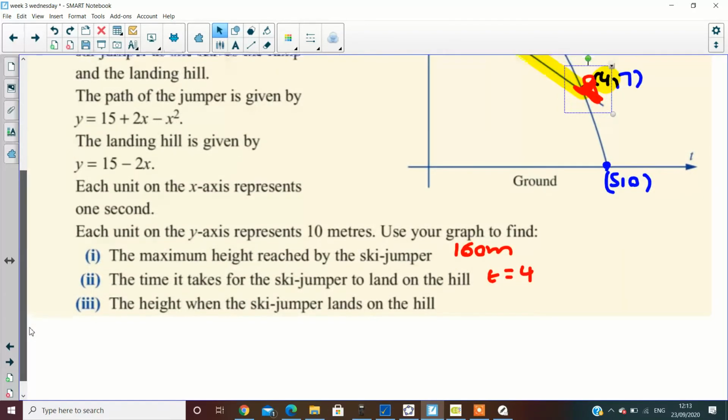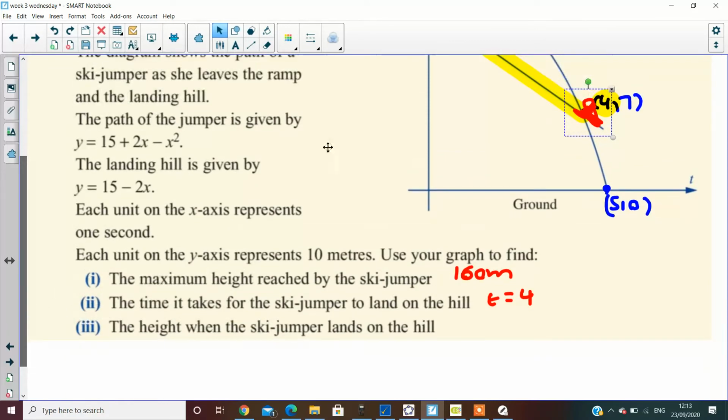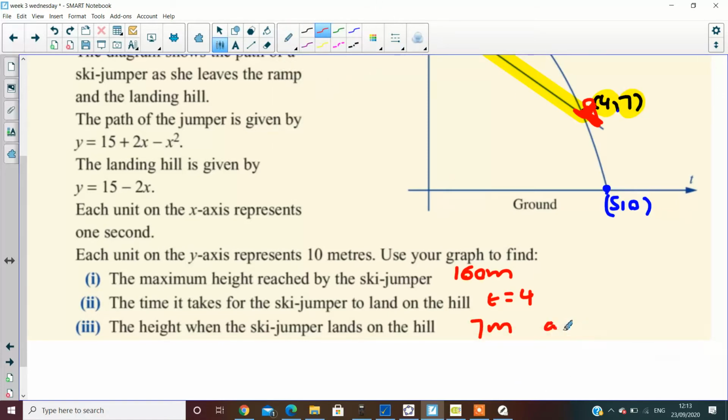Now, the height when the jumper lands on the hill. She's 7 meters above ground, isn't she? Because it's 4, 7. All right, any problems with that one? 7 meters above, we're all good? All right. What? Oh, 70. Thank you, because each one is worth 10, so that's 70 meters above the ground. We all good? Awesome.